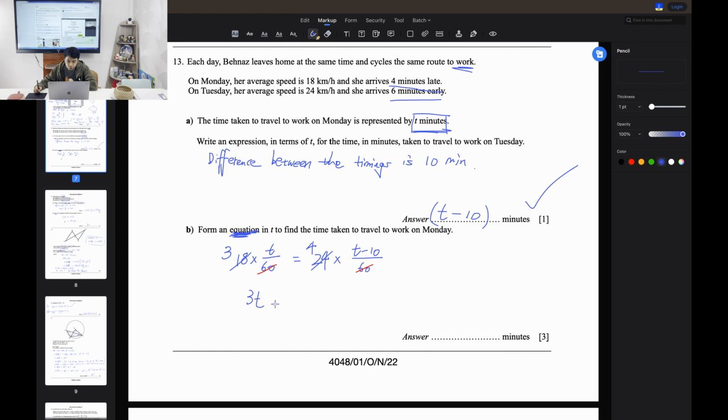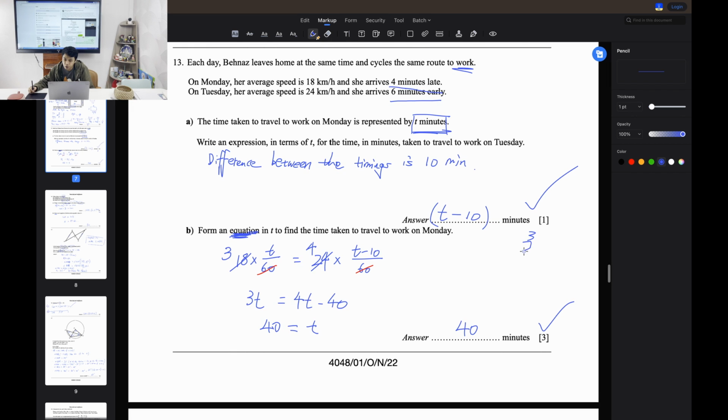So we have 3t equals 4t minus 40. So t equals, bring 40 over to the left hand side, 40. Okay, that means 40 minutes. You'll get the same answer as the previous method. For the previous method we have 3/4 t, 3/4 t.